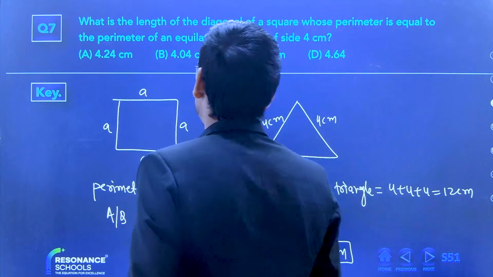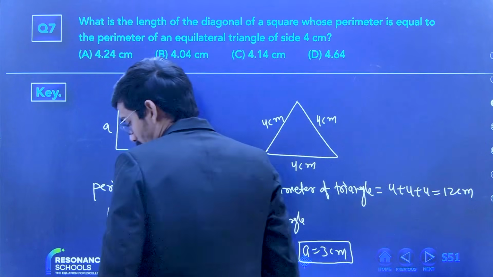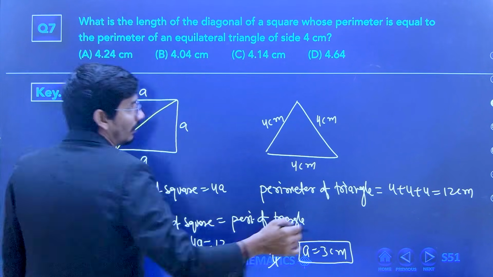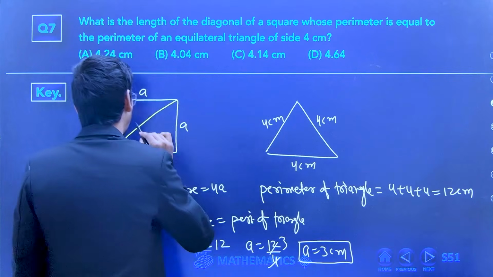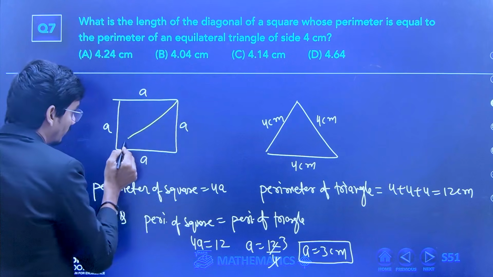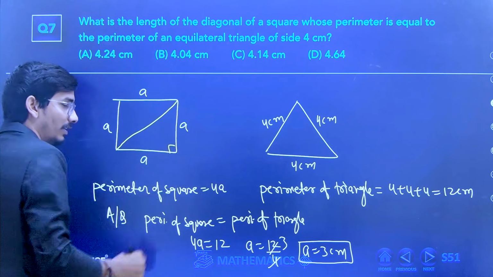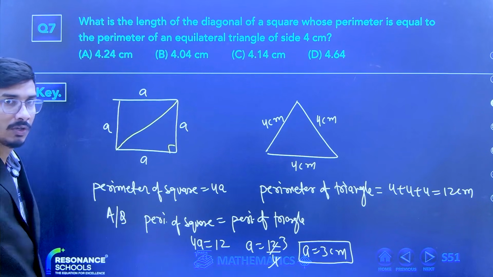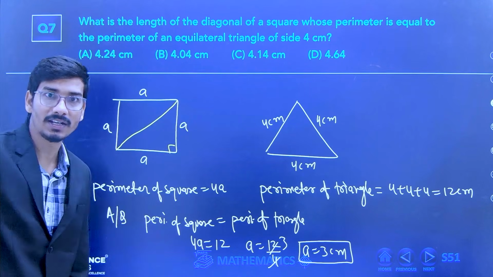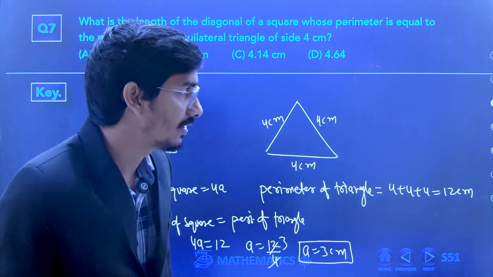So if the side of the square is 3, then what is the length of the diagonal? If you see, this is the diagonal of the square, and each side makes 90 degrees with the other sides. So this triangle is a right angle triangle, and in this case we can apply the Pythagoras theorem. What is the Pythagoras theorem?